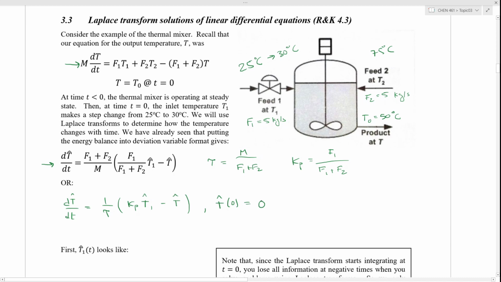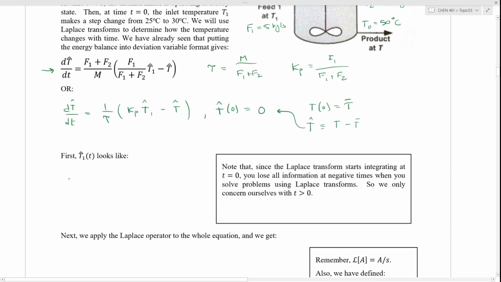The reason the initial condition of T hat equals 0 is because the initial condition for T is T bar, the steady-state value, and T hat is defined as T minus T bar. Therefore, our initial condition for T hat is 0. This is one of the advantages of using deviation variables: we start with an initial condition of 0. That way, when we take the Laplace transform of our time derivative, we don't have an initial condition term cropping up.